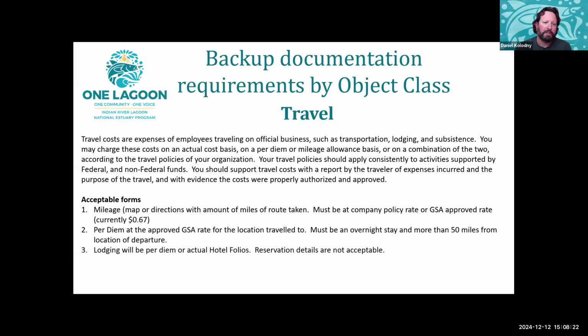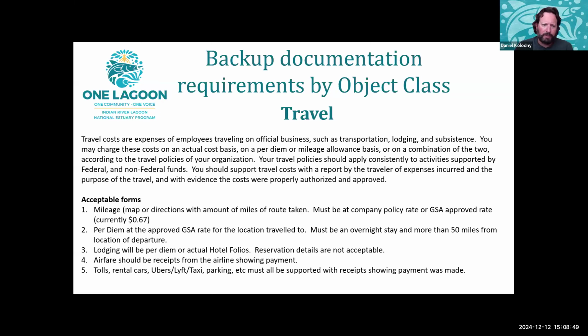Lodging, you want to do either per diem that's approved for that location or actual hotel folios. Reservation details are not going to be acceptable proof of documentation. And then if you have airfare, that's going to be just receipts from the airline showing that you made the payment and the time of the travel. Any tolls, rentals, Ubers, parking, all that should be supported with receipts, just showing that you made the payment and when it was purchased.